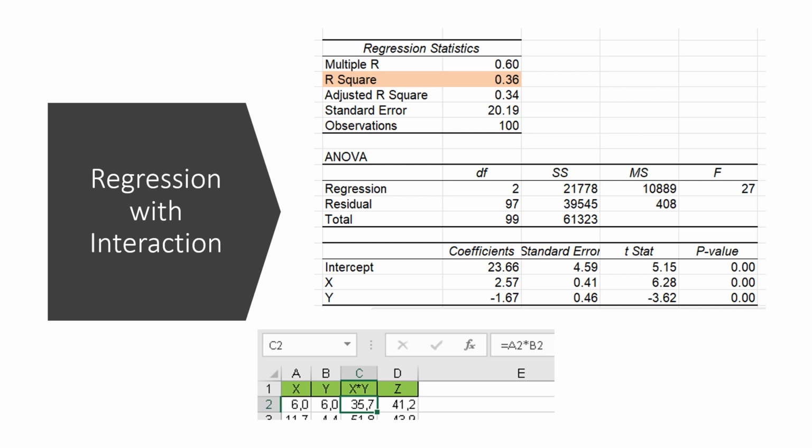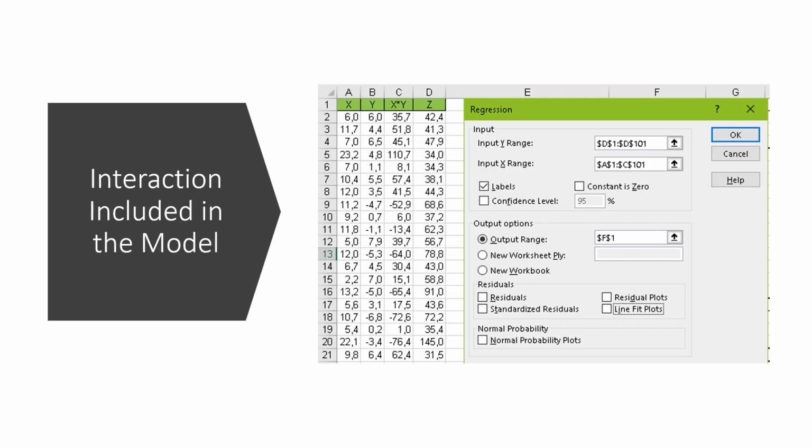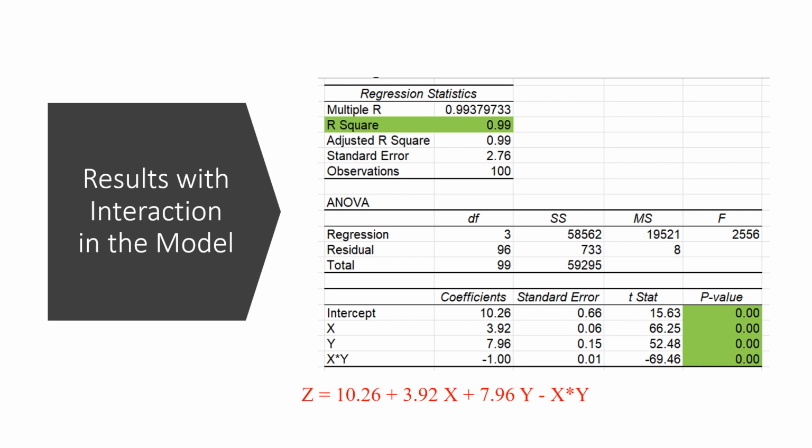To check that, we add a column to our data to compute X times Y. We will use this new column as an additional input variable. Now we are looking for a regression equation to estimate Z as a function of X, Y, and X times Y. Now we see a much better R square, 0.99, and therefore a much better estimate for Z.